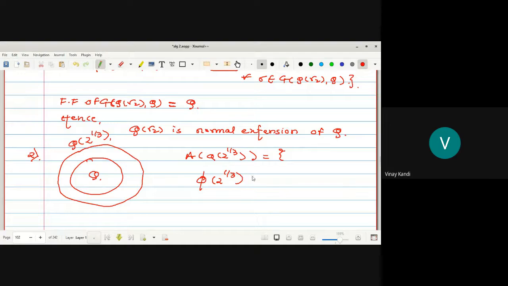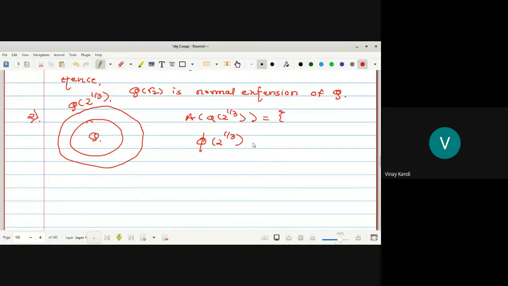You have to find the automorphisms on Q of 2 raised to 1 by 3. Okay, suppose phi is an automorphism. We have to find only the image of 2 raised to 1 by 3. Now, 2 raised to 1 by 3 into 2 raised to 1 by 3 into 2 raised to 1 by 3 we can write in this form, which is equal to 2.